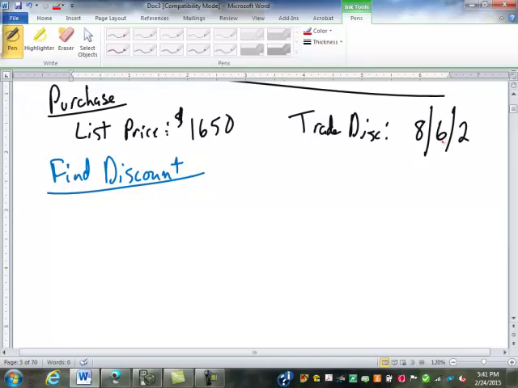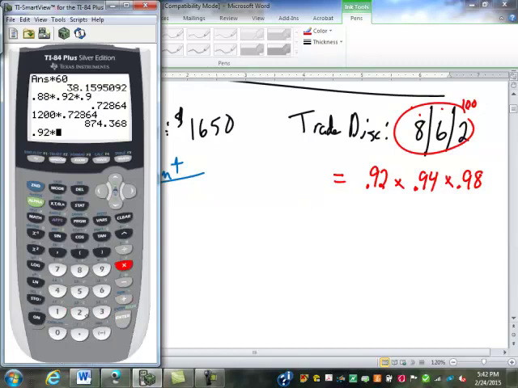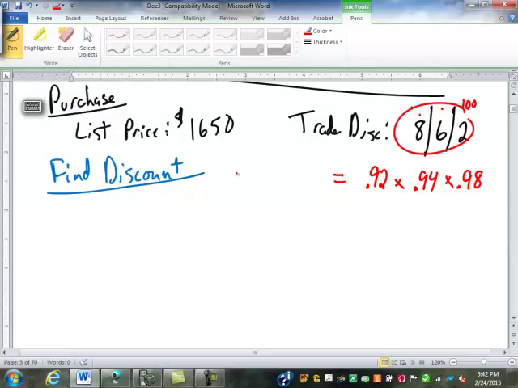To do that, I go off of this. Where do I start? Perfect. 100 minus 8 is 92%, so 0.92. Then, okay, we take 100 minus 6 is 94, so 0.94. And then, you got it. 100 minus 2 is 98, so 0.98. So we multiply those together. 0.92, 0.94 times 0.98 is 0.847504.